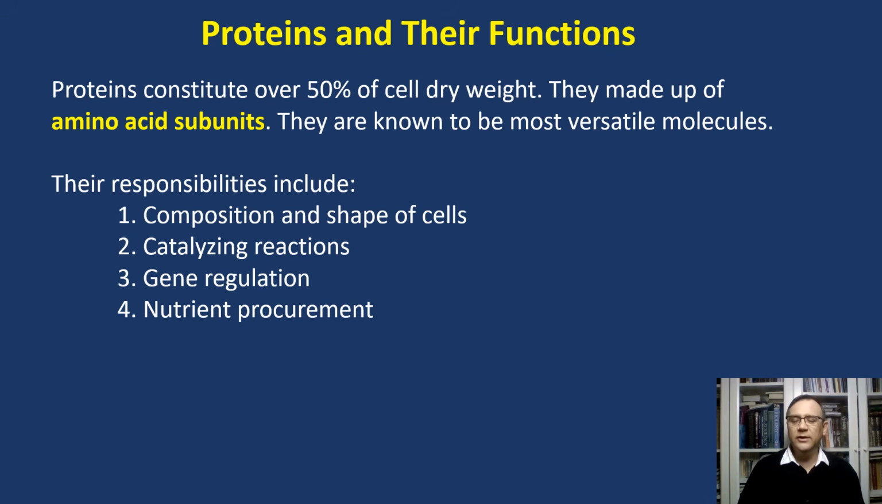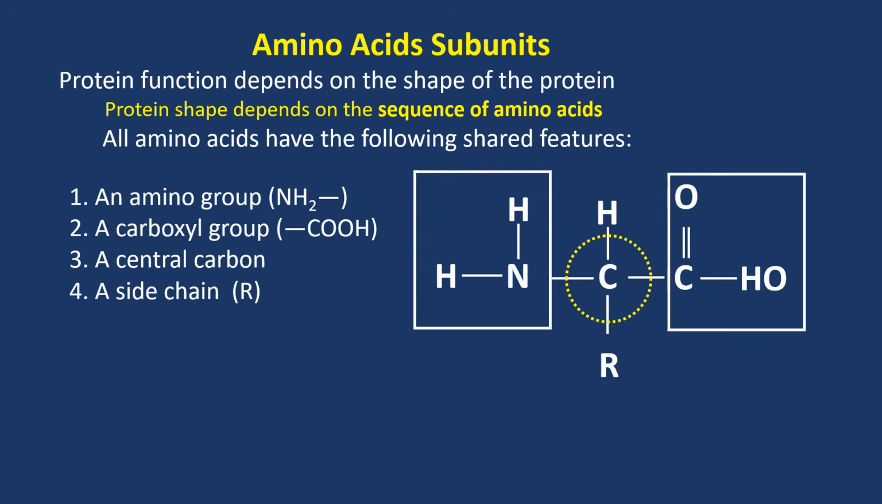Proteins serve many vital roles, including structural support, giving shape to cells and tissues; catalyzing reactions, as enzymes speed up biochemical reactions; gene regulation, as proteins help control gene expression; and nutrient acquisition, as proteins aid in obtaining nutrients necessary for growth and maintenance. Amino acids have a central carbon, an amino group, a carboxyl group, and a unique side chain that differentiates one amino acid from another.